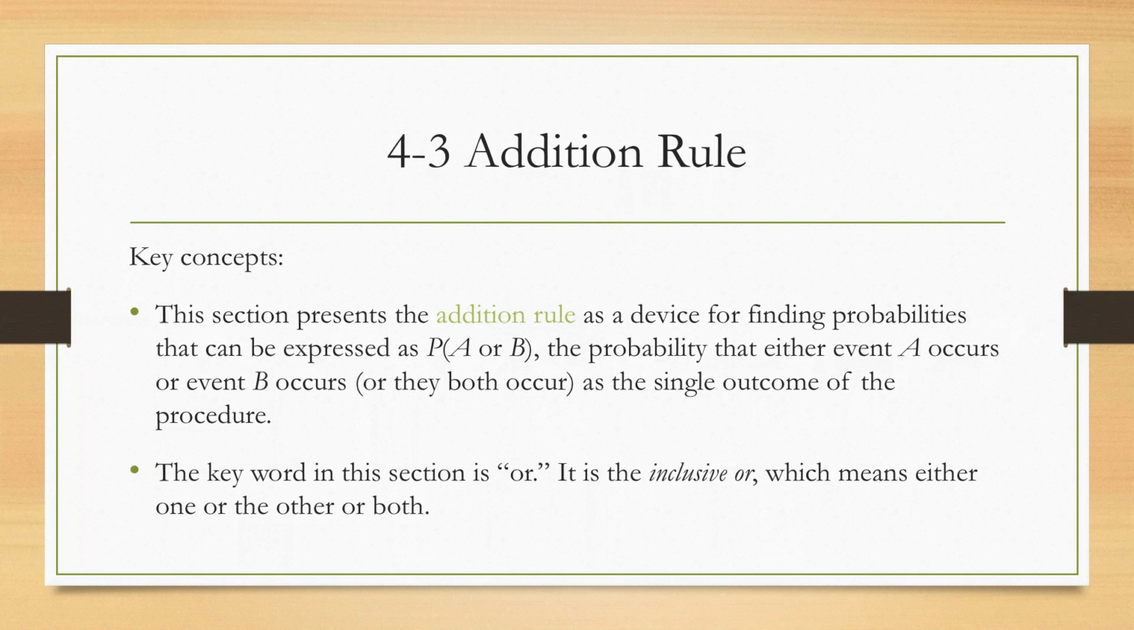Here is 4-3, which is the addition rule. Basically, in this one, we'll be doing the probability of A or B. The way that we look at this is that either event A occurs or event B occurs, or they both can occur. And this comes from a single outcome of the procedure. Keep in mind, the OR is thought of as the inclusive OR, which means one or the other, or both.